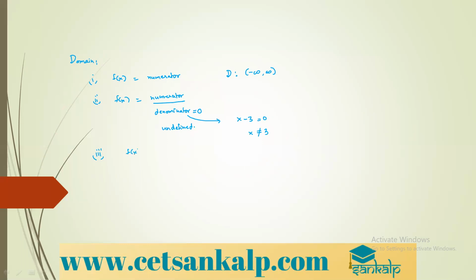Similarly, if the function is having square root, then whatever the number is under the square root, that number has to be greater than or equal to 0. Suppose under the square root you have x minus 4, that has to be greater than or equal to 0, or x has to be greater than or equal to 4. That will be the domain.